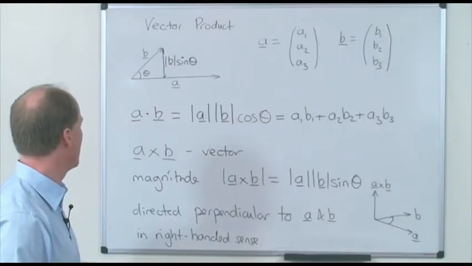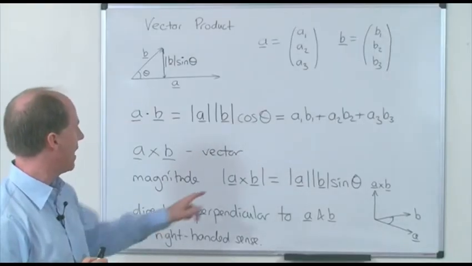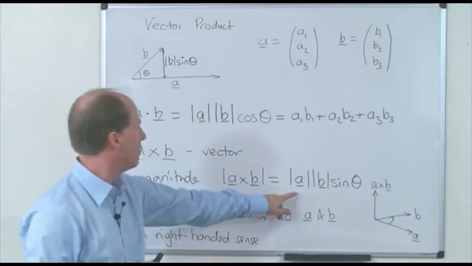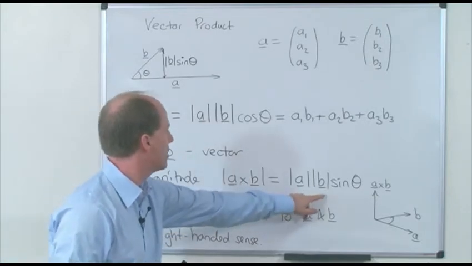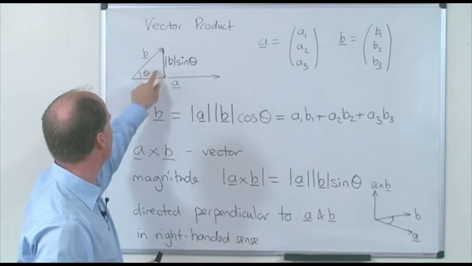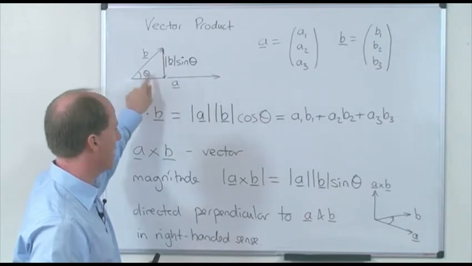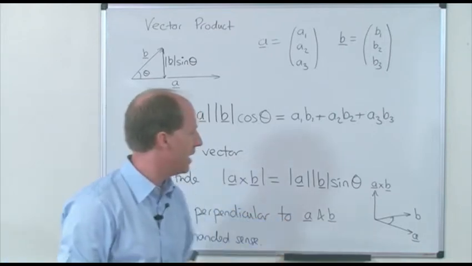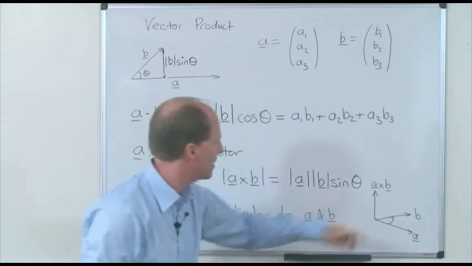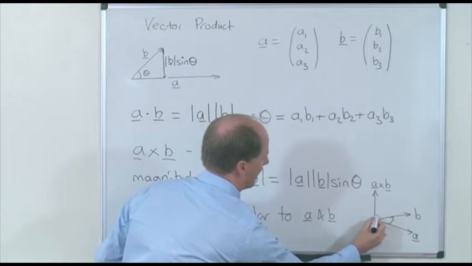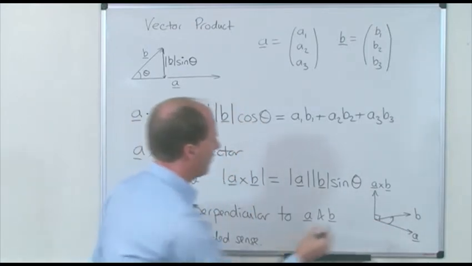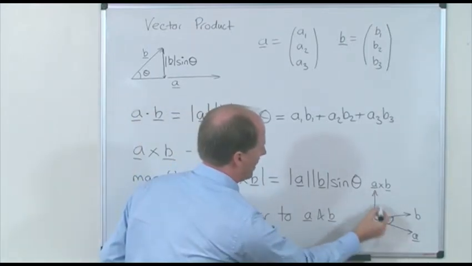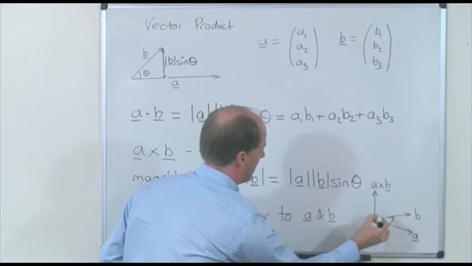So to recap, the magnitude of the vector A cross B is equal to the modulus of A times the modulus of B times the sine of the angle between the vectors A and B, and it's directed perpendicular to A and B in a right-handed sense, so that we have a right angle between both A and A cross B, and B and A cross B.